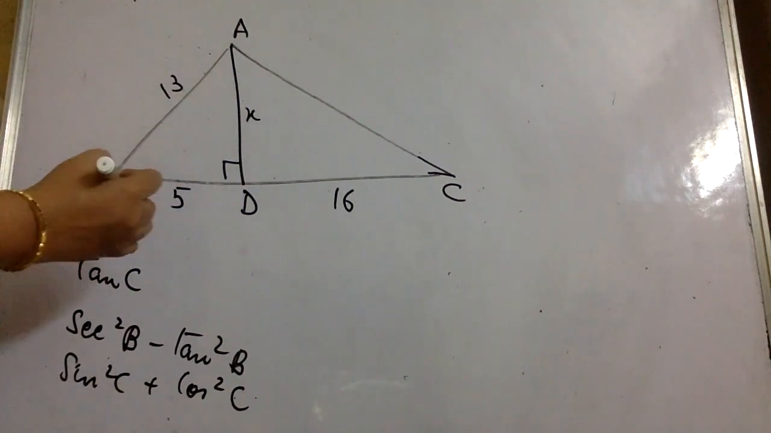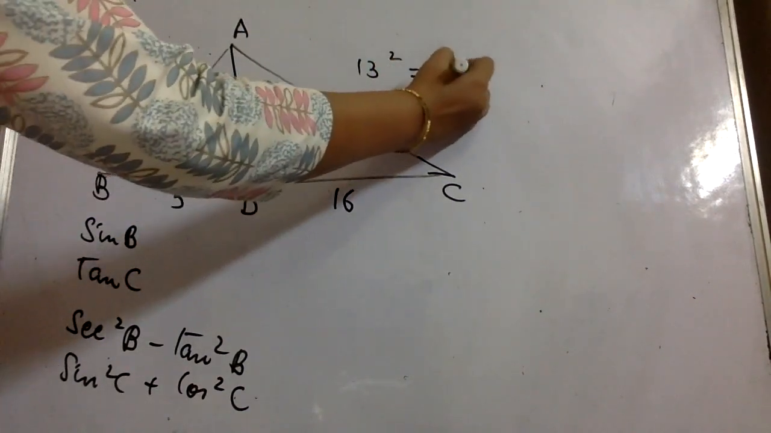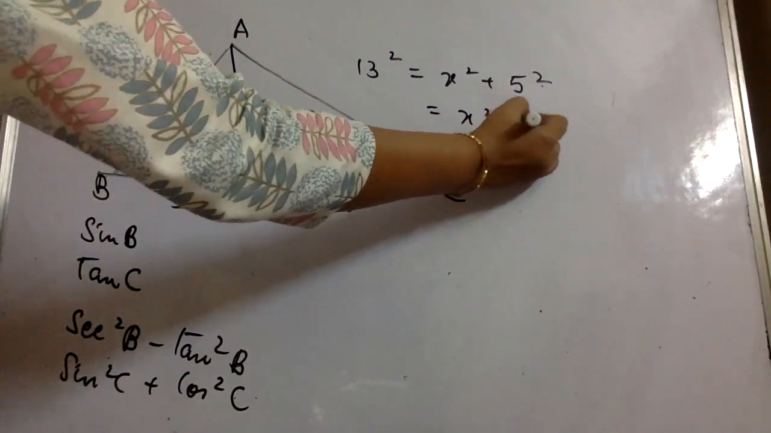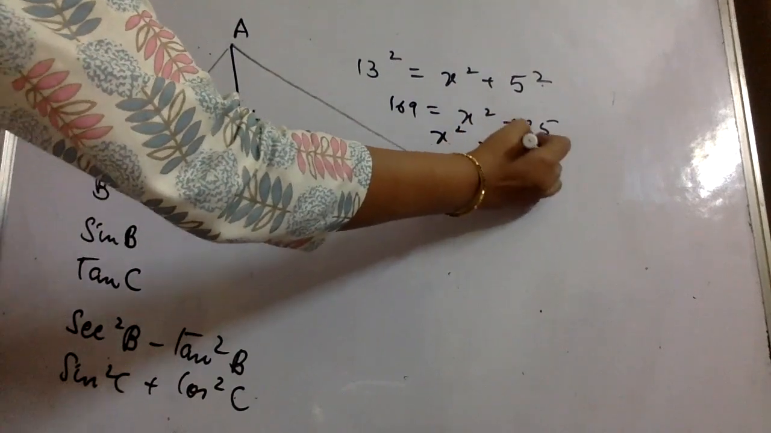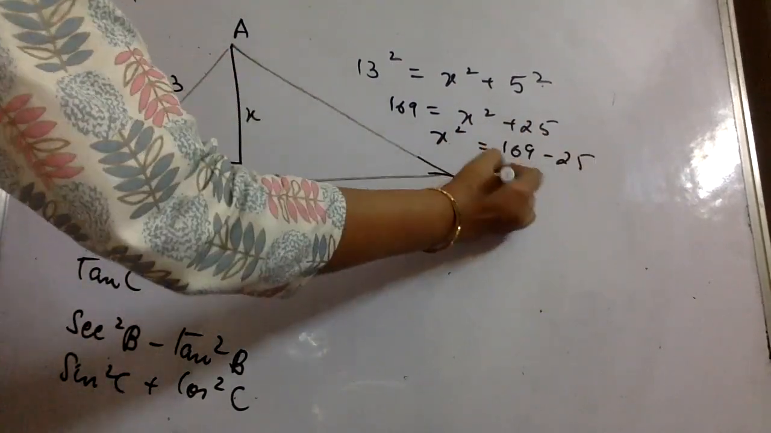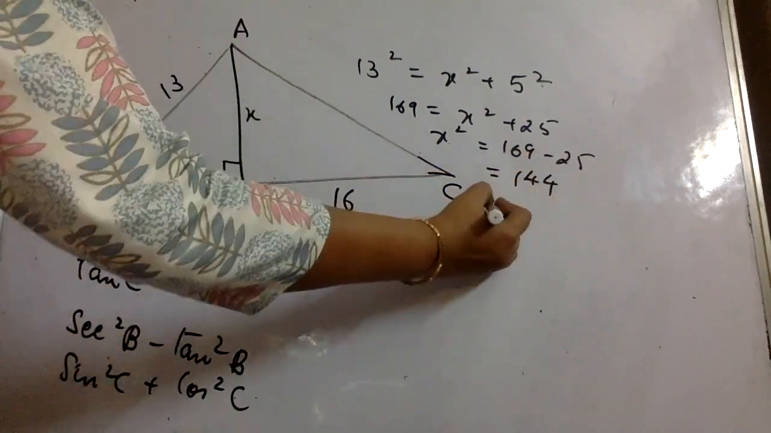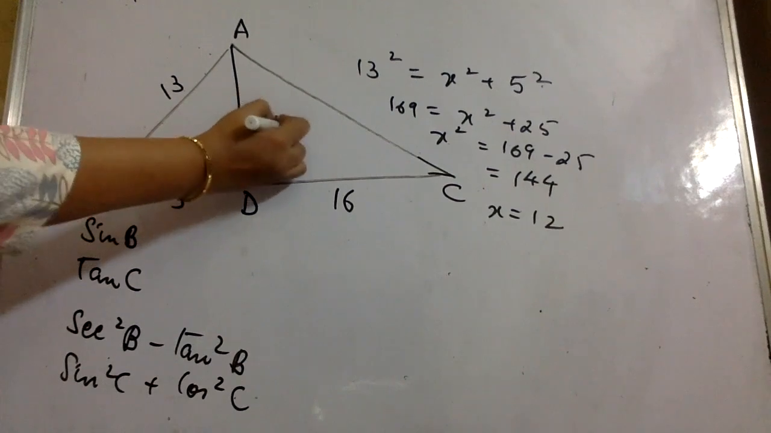So let me take this as x. 13 square, this is the hypotenuse, is equal to x square plus 5 square. That gives me 169 and 25. x square is 169 minus 25, which is 144. x is 12 by finding the square root. So we know this is 12 now.